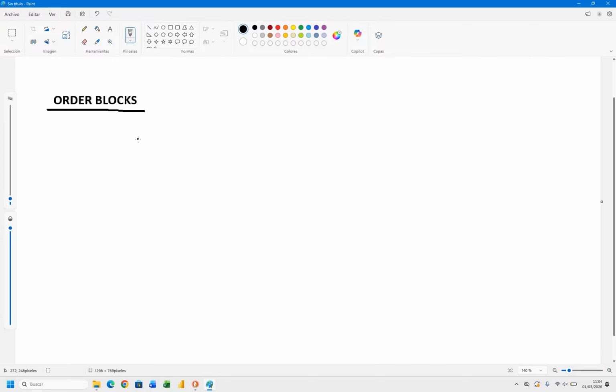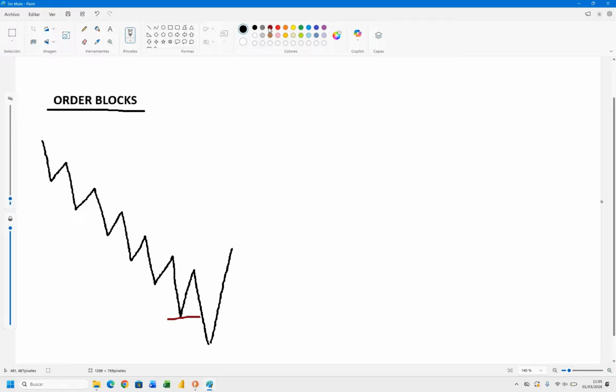I know that it's very hard to understand and identify what order blocks are, but I found a simple and repeatable explanation of what order blocks are and how to easily identify them. So let's go together now and draw a bearish trend, for example. What an order block essentially is, for example, when we have a liquidity sweep. Right now here we have a liquidity sweep, and then we have a break of structure.